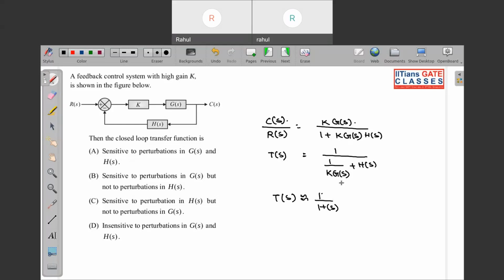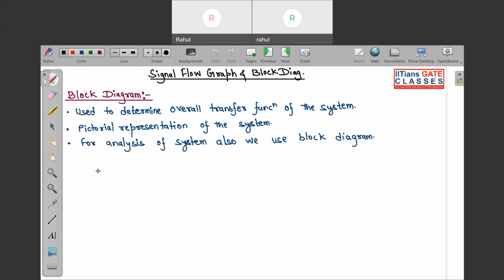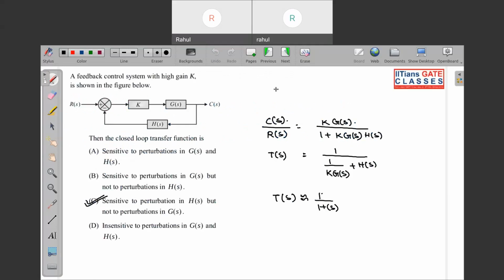So you can see it is independent of G(s). Even if I disturb G(s), it won't affect T(s) that much. But if I disturb H(s), there will be a disturbance in T(s). So which option do you see? Sensitive to perturbations in H(s), but not to perturbations in G(s). Option C is your correct answer.